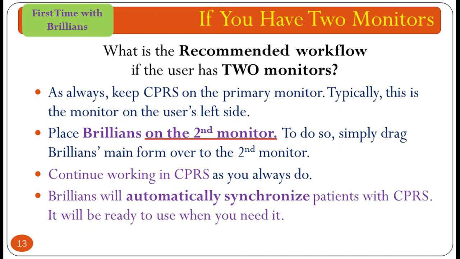What is the recommended workflow if the user has 2 monitors? As always, keep CPRS on the primary monitor. Typically, this is the monitor on the user's left side. Place Brillians on the second monitor. To do so, simply drag Brillians' main form over to the second monitor. Continue working in CPRS as you always do. Brillians will automatically synchronize patients with CPRS. It will be ready to use when you need it.